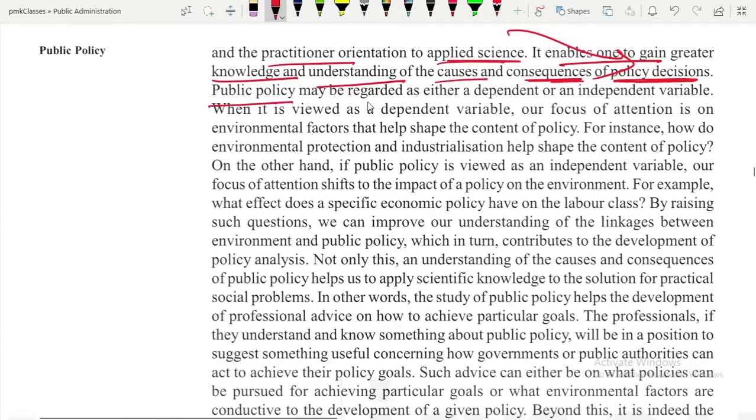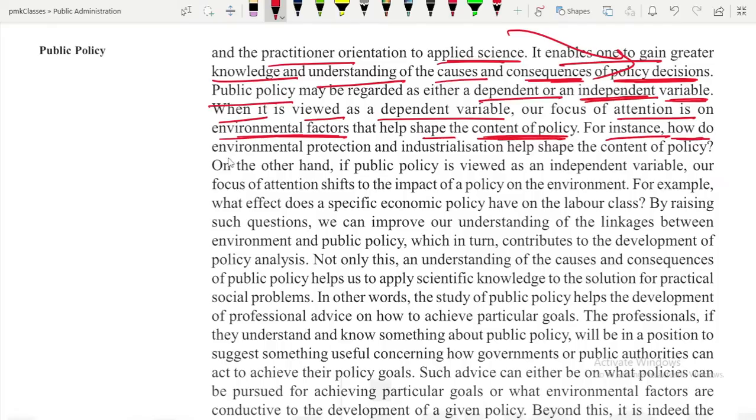सो पब्लिक पॉलिसी may be regarded as a dependent or the independent variable. Okay, when it is viewed as a dependent variable, our focus of attention is on the environment factors that help shape the content of the policy. For instance, how do environment protection and industrialization help shape the content of the policy. On the other hand, if the public policy is viewed as an independent variable, our focus of attention shifts to the impact of policy on the environment.